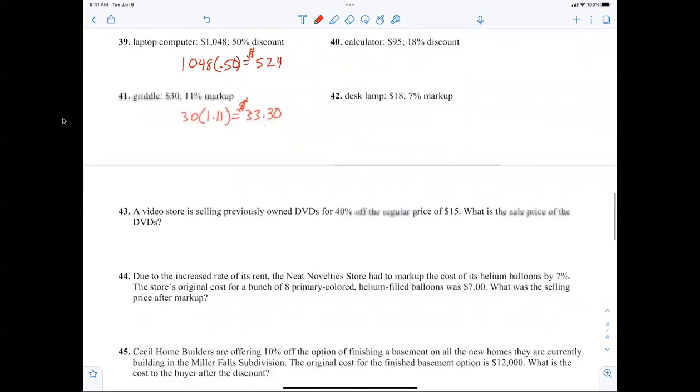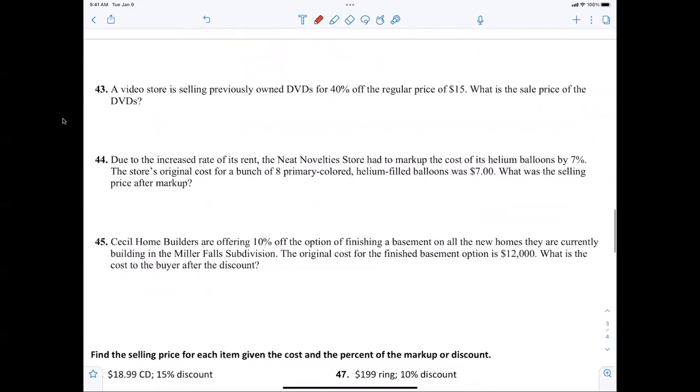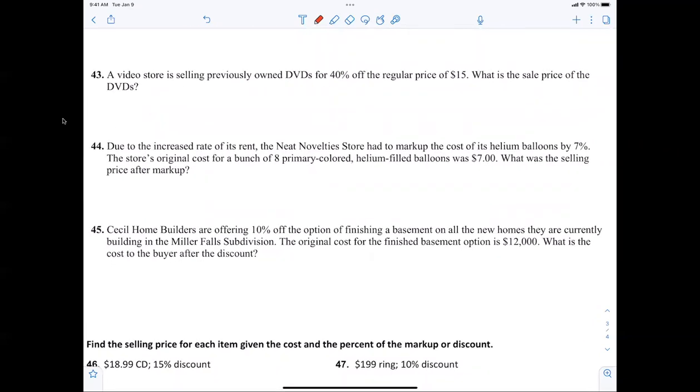All right. Mallory, let's do 43 together. You read it to me. A video store is selling previously owned DVDs for 40% off the regular price of 50. What is the sale price of the DVDs? What would I do? 0.6. You are amazing, girl. And what is that? $9 is the sale price.